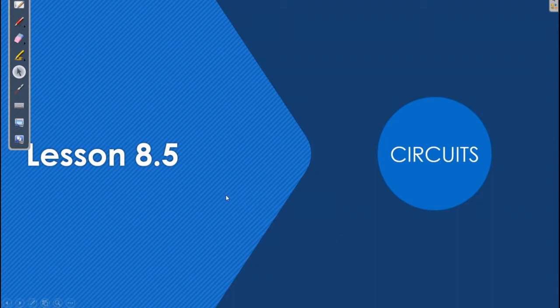Today we are going to jump into lesson 8.5, which is all about electric circuits. But before we do that, if you have not yet looked at lesson 8.4, which is about Ohm's law, I strongly encourage you to go back and check up on that first, because we are going to be using Ohm's law to solve some skill practice questions in today's lessons. All right, let's jump right into it.